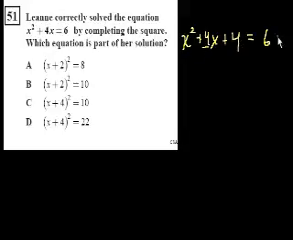If I add 4 to that side, I have to add 4 to this side as well. And now this 2 plus 2 is equal to 4. 2 times 2 is equal to 4. So this is x plus 2 squared.